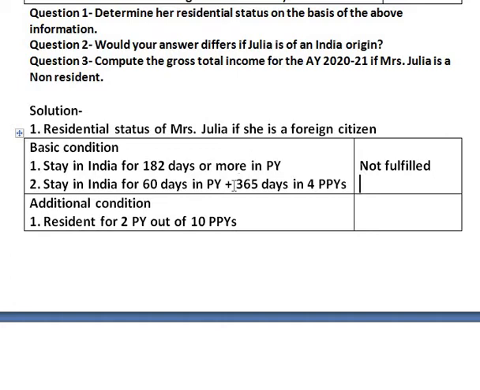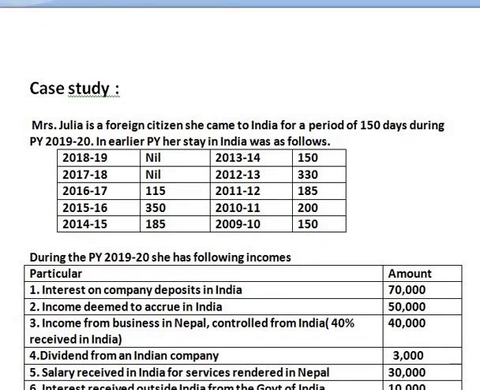Now we have to check out of 4 preceding previous years for how many days Mrs. Julia has stayed in India. For this, we have to refer to the table given in the sum. Here in the table we can see the 4 preceding previous years start from the year 2015-16 and end on 2018-19. So out of 4 preceding previous years, in the first 2 preceding previous years, Mrs. Julia was not there in India. Therefore, it is nil. But for the next 2 preceding previous years, if we total it, we get 115 plus 350. Total we get 465 days.